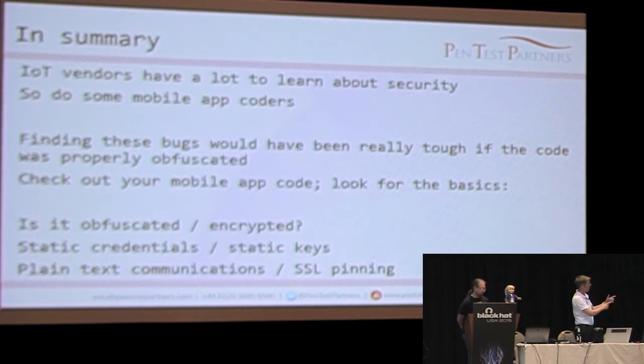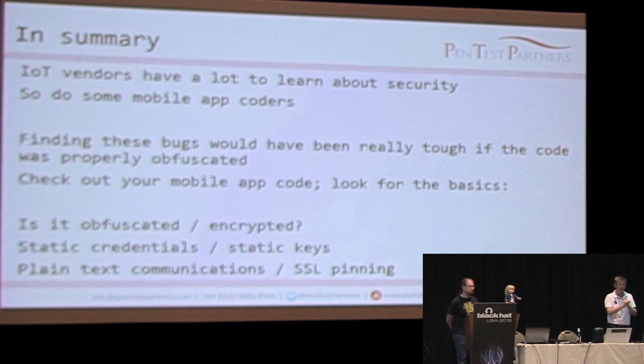Now, the key point for me is that we found all these bugs as a result of having a look at the application source code, because none of it was obfuscated or encrypted. If that had been correctly protected as source code, it would have been much, much more difficult to find. So what I'd recommend for you guys is have a look at any source code that's been written for your mobile apps. Have a look at it, have an investigate, have a play. Things you're looking for, obfuscation or encryption of the code, are really, really important. We would have struggled to find any of these bugs if they'd been in place.